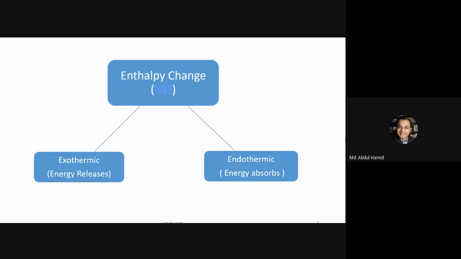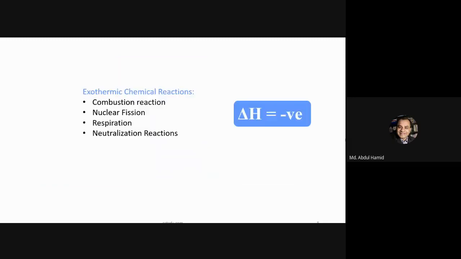Enthalpy change has two types: endothermic and exothermic. Endothermic means heat absorbed, positive. And exothermic means energy releases. If you see here, exothermic reaction, delta H is negative. Any type of combustion reaction, exothermic reaction, is giving you heat. If you give hot water in a glass, the hot water will release heat. The system is exothermic. Reaction between acid and alkali, neutralization reaction, is exothermic.